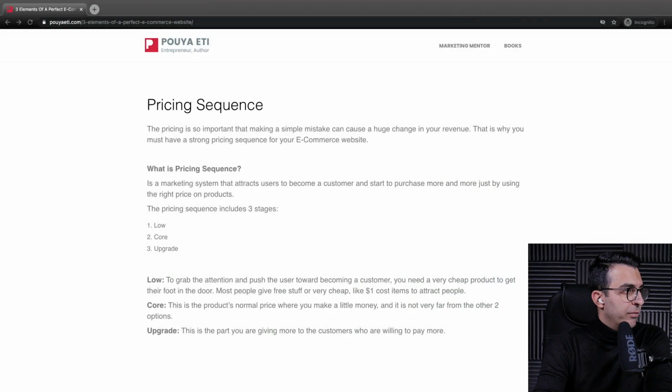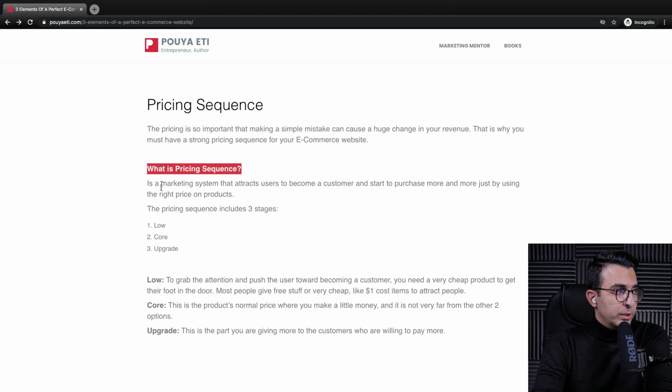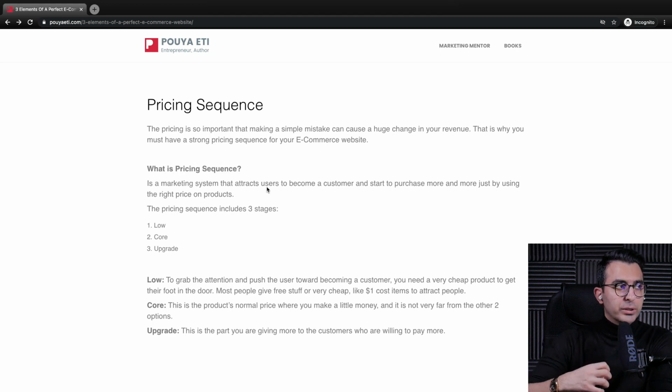So here, as you can see, what is pricing sequence? Pricing sequence is a marketing system that attracts users to become your customer and start purchasing more and more just by using the right price. So this we call pricing sequence. And it has 3 stages. The first one is low, the second is core, and the third one is upgrade.